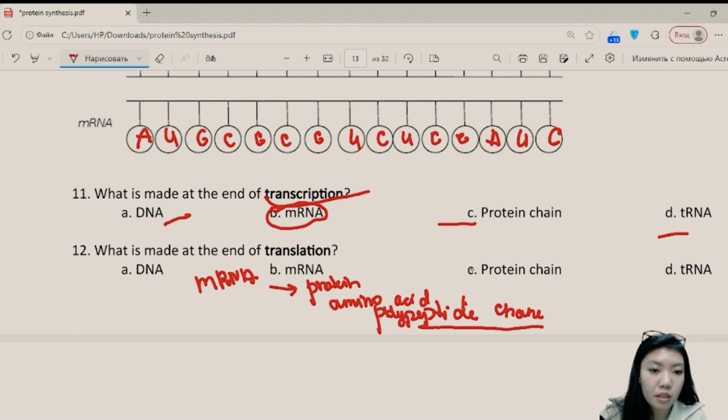So the answer is C, yeah? Protein chain. Not tRNA, because tRNA just helps. Not mRNA, because it's the product after the transcription. Not DNA. So the answer is protein chain only.